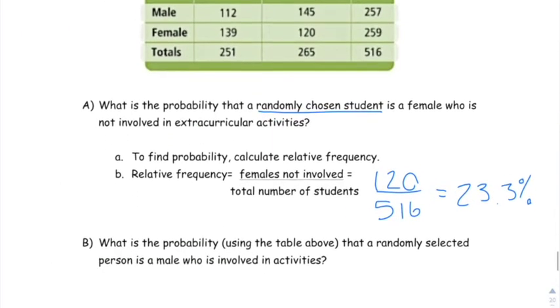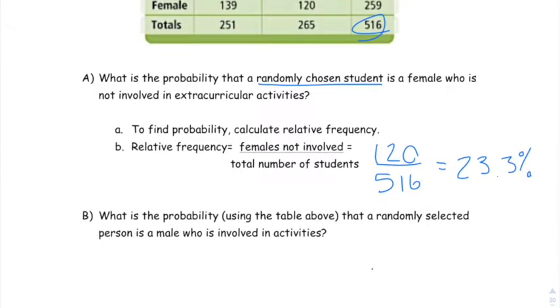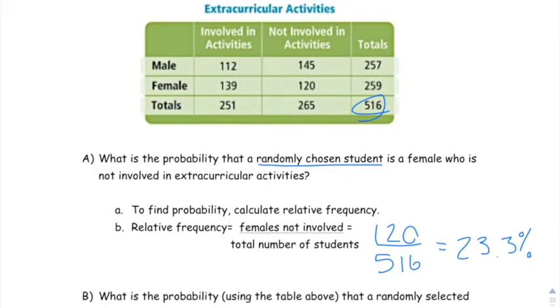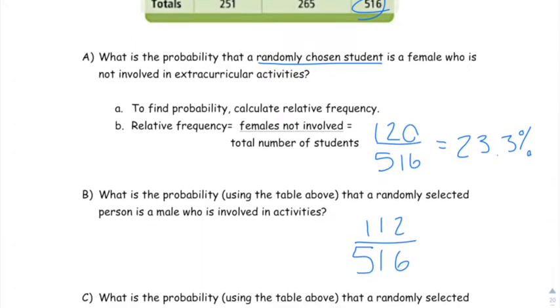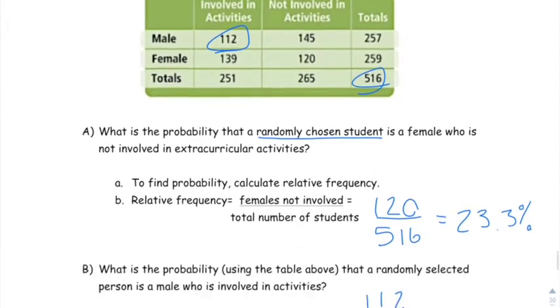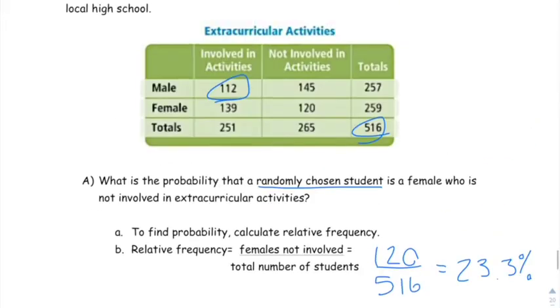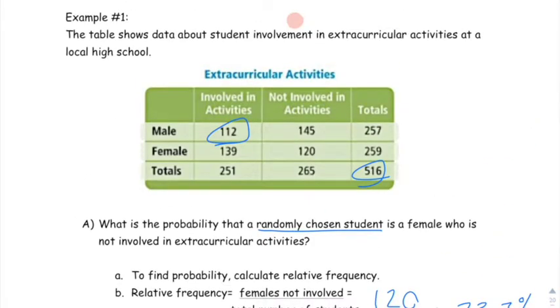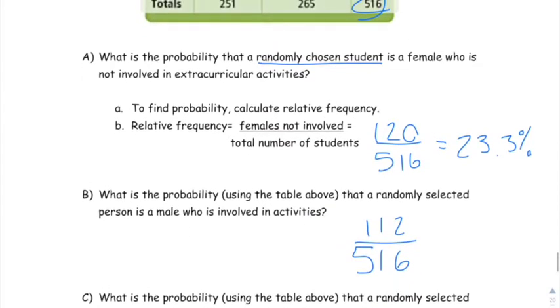And I'll erase that. Next one was the probability, using the table above, that a randomly selected person is a male who is involved in activities. So a random person is selected, so there are 516 total people, and we're doing males who are involved, so it's 112. Sorry, this is different in my notes here, so I need a calculator. So that'd be 112 out of 516. And that gets us about 21.7%.